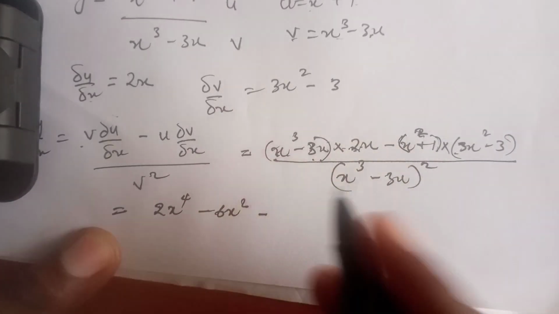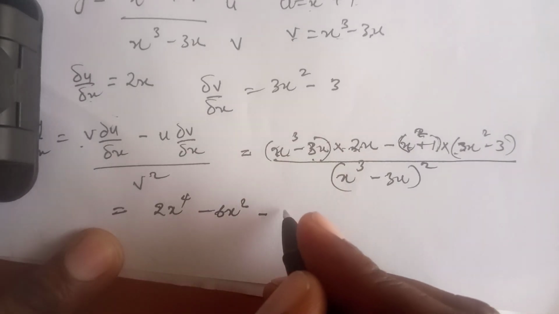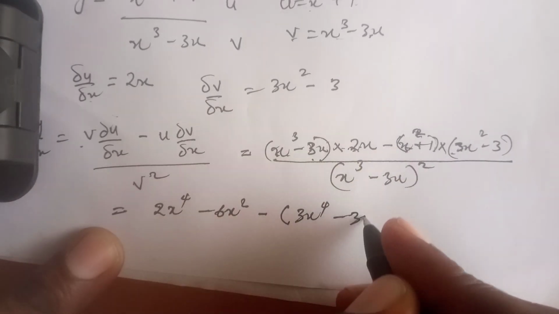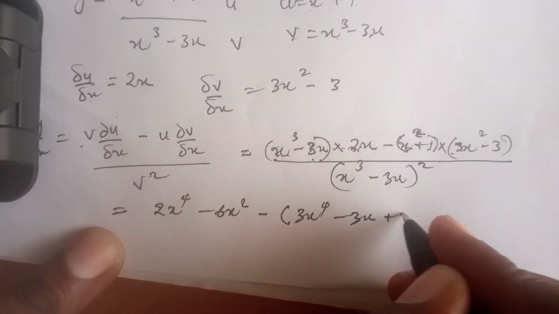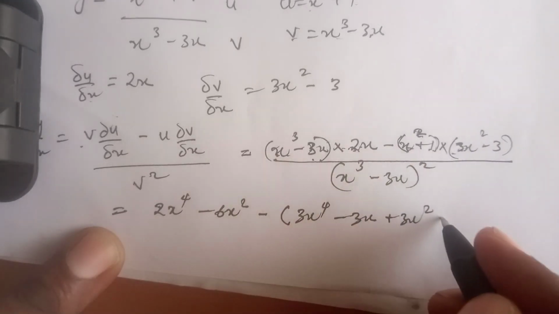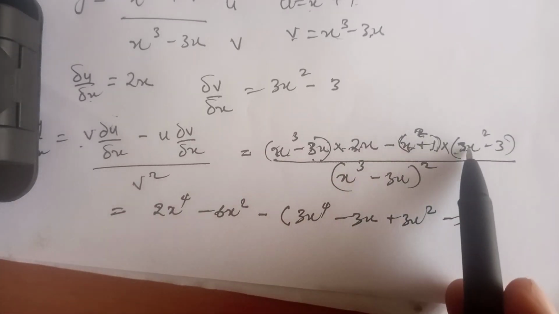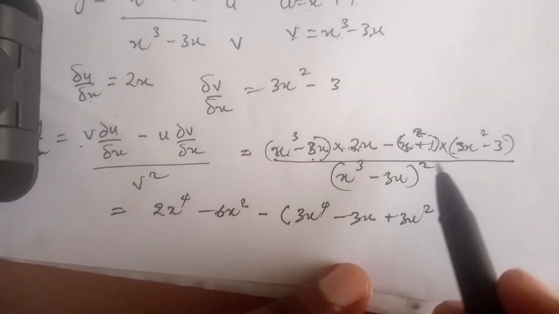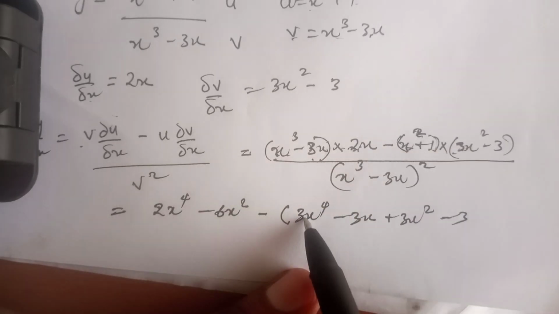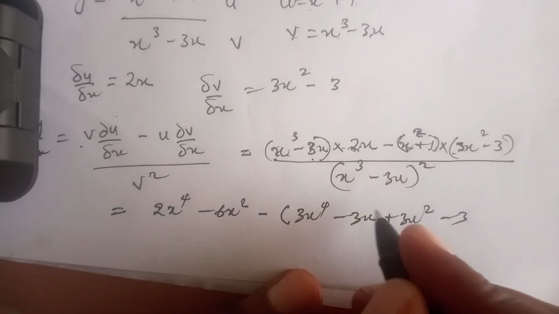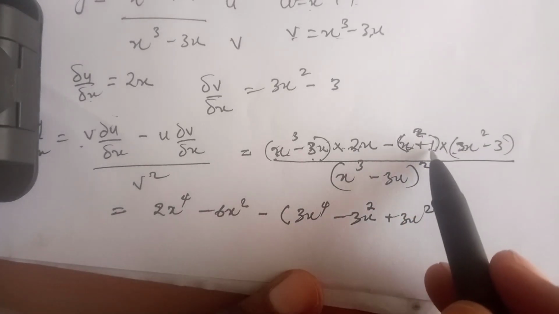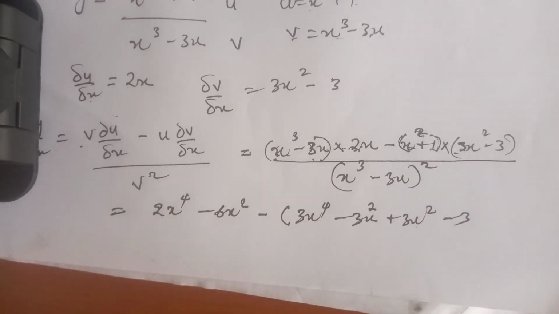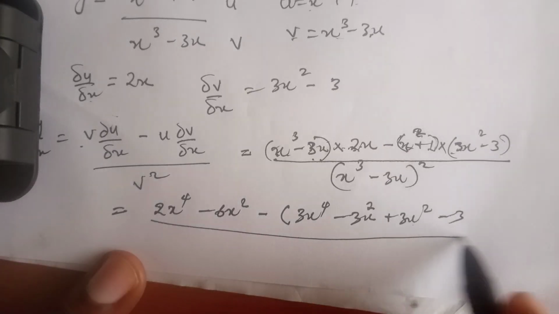So I'm multiplying this with this. I'll start with x squared times 3x squared, I will have 3x to the power 4. x squared times minus 3, I will have minus 3x squared. 1 times 3x squared, I will have plus 3x squared. 1 times minus 3, that will be minus 3. Then over the square of these two.